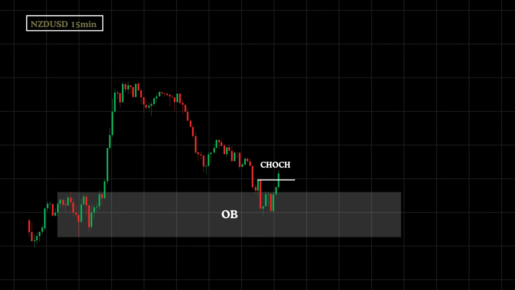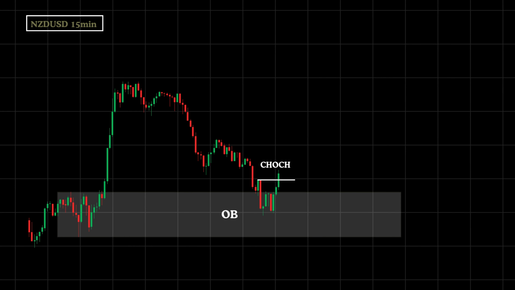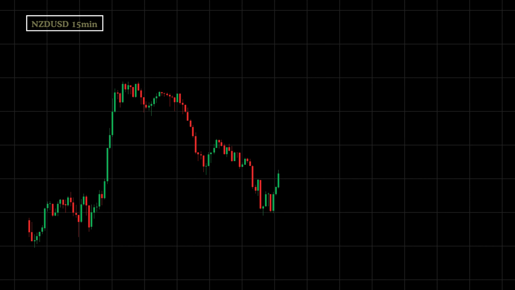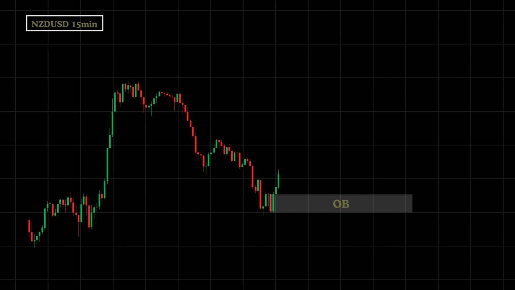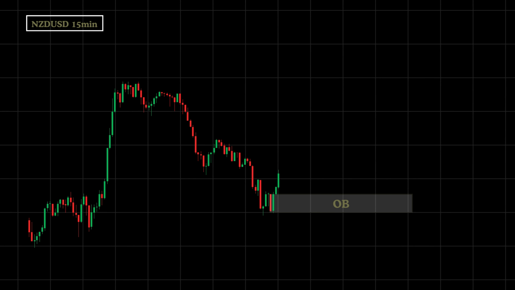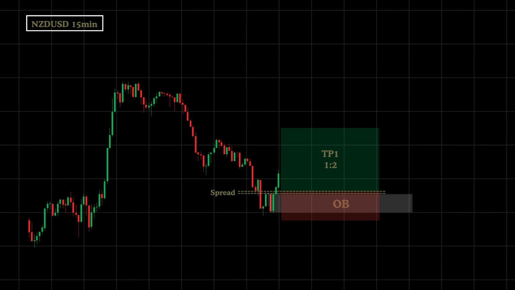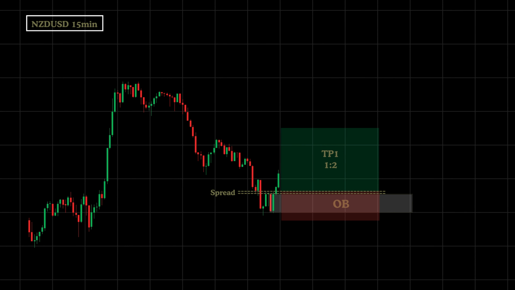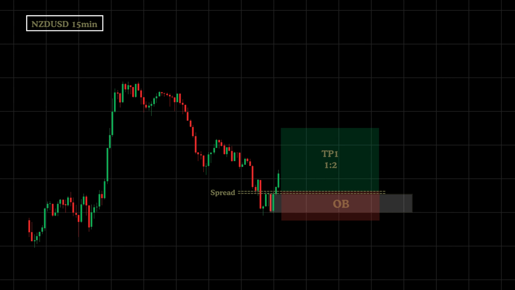Next, we look for new order blocks to place our trades. In this scenario, this zone makes a perfect order block since it belongs to the move that created the change of character. Here's how we execute the trade. We place our order a spread size above the order block, with the stop loss a few pips below the lowest point of the zone.